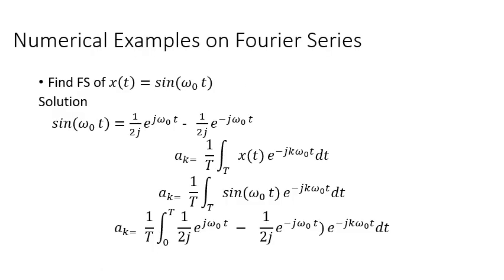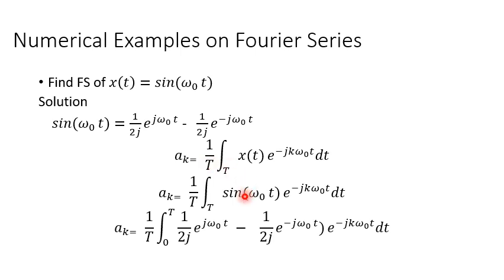So let's consider one more example on finding the Fourier series coefficients. The given signal is x of t, which is equal to sine of omega naught t, right? To find the solution, first we use the Euler formula to convert the sinusoidal signal into exponential signals. The equation to find the Fourier series coefficient is a_k equals 1 over T times the integration over a period. We multiply the signal by e power minus j k omega naught t, integrate it over one period, and scale the result by 1 over T, where T is the time period of this signal.